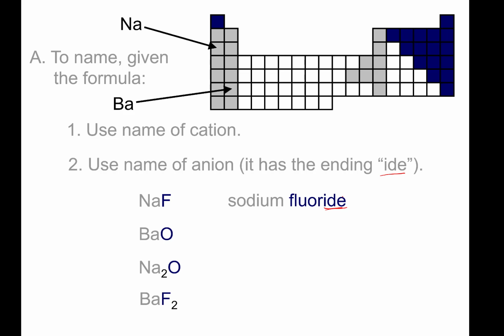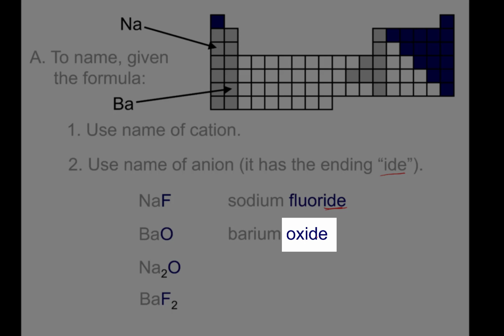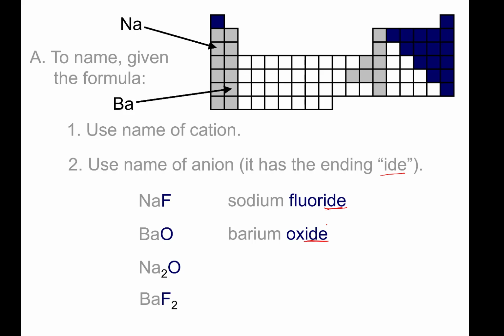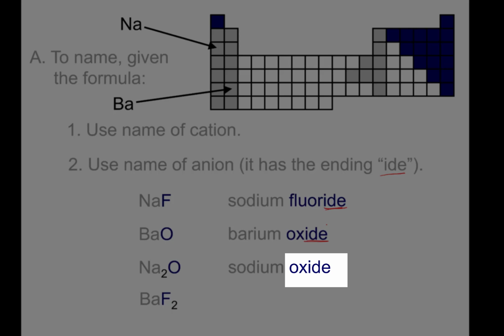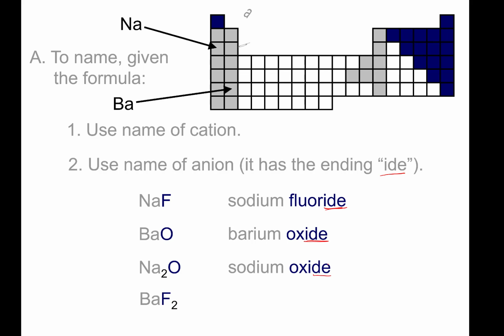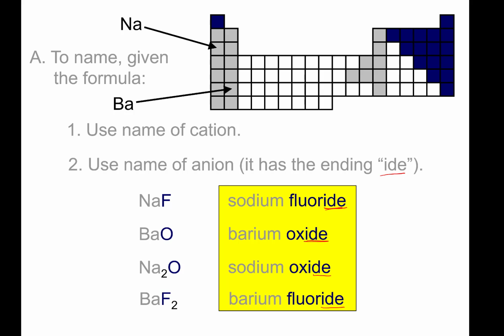Barium, and then oxygen becomes oxide, so it's barium oxide. Sodium oxide, and barium fluoride. So again, you write the name of your cation and then the name of your anion, but change the ending of the anion to -ide.